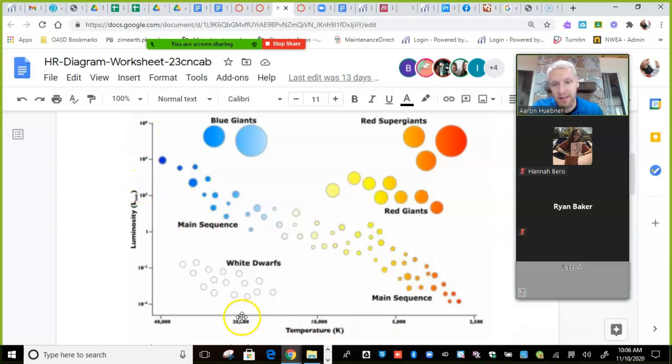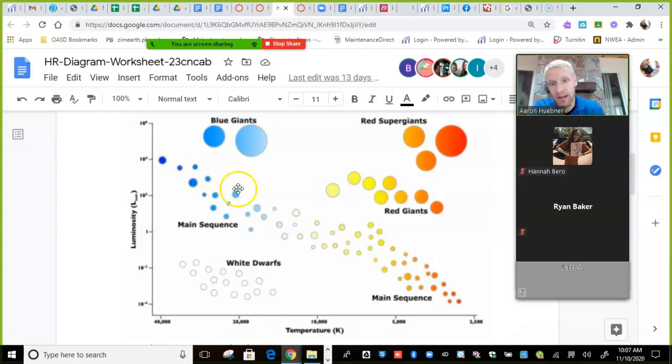Then on the bottom we've got temperature. Towards the left it's very hot, 40,000 Kelvin. Towards the right it's not as hot relatively. It's 2,500 Kelvin. It's still hot, but not 40,000 hot. We have blue, we've got white, we've got orange and yellows and reds.